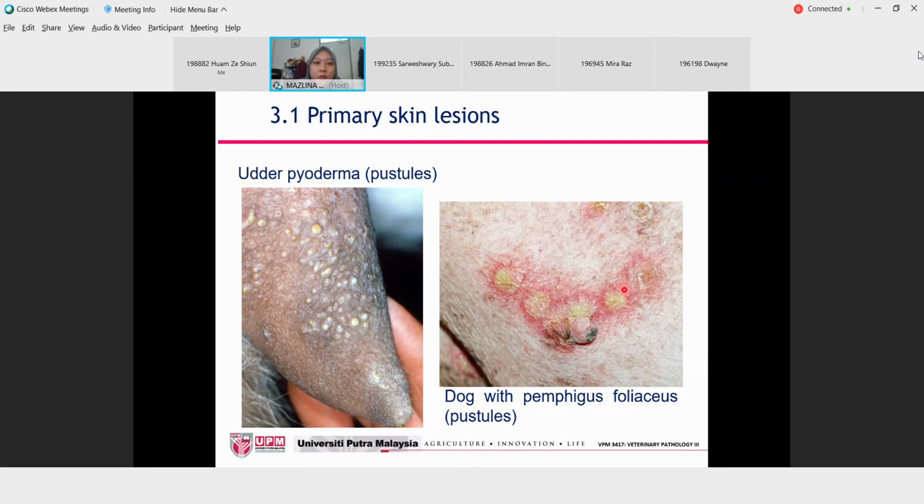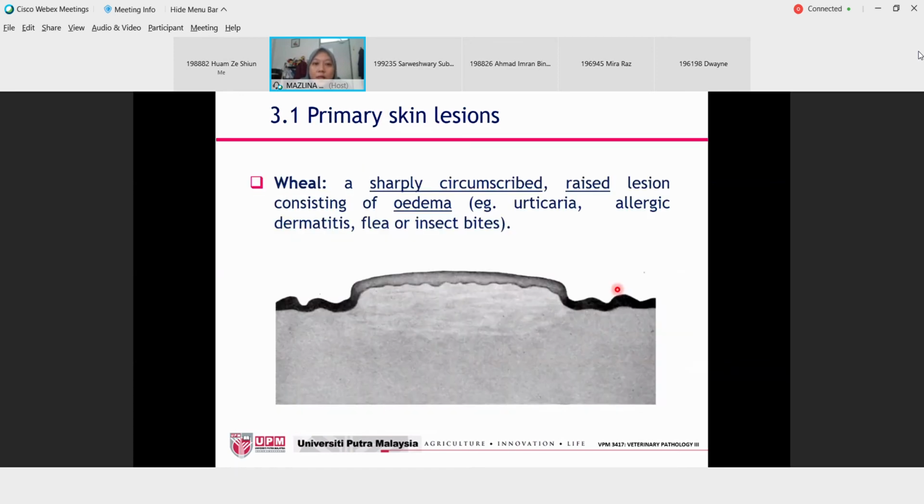Alright. Next we have wheal. Wheal is sharply circumscribed. Again, it's well demarcated. You can differentiate the borders, or you can see the lesion very well. It's usually raised and is made out of edema. So example is urticaria, also known as hives.